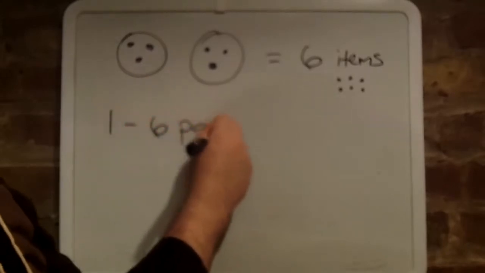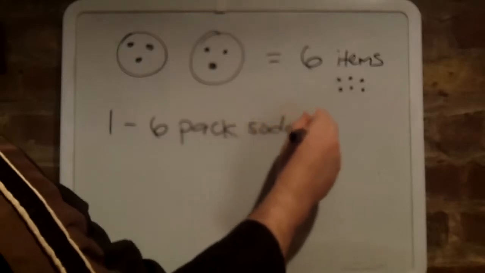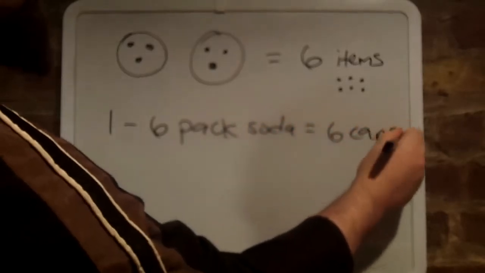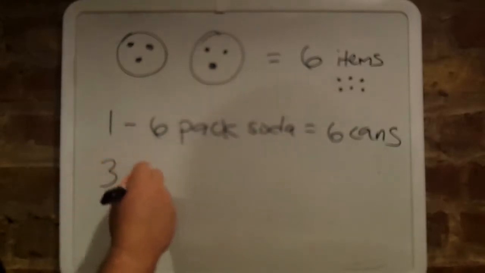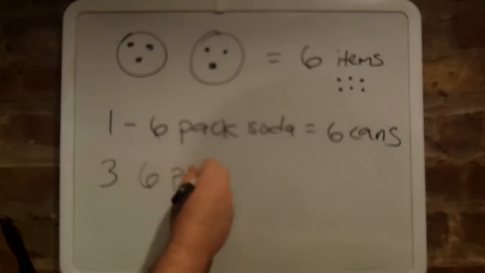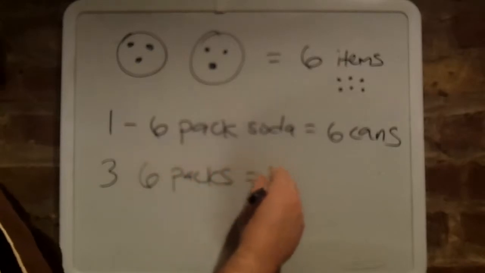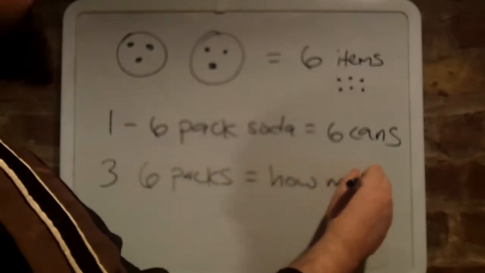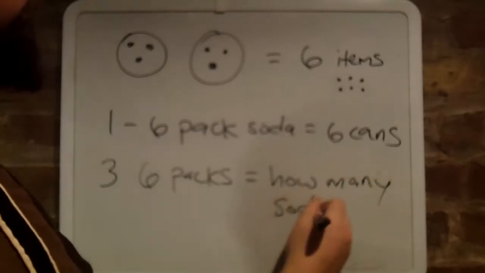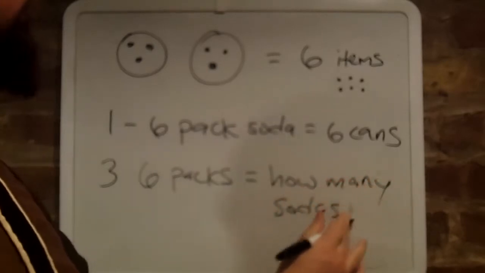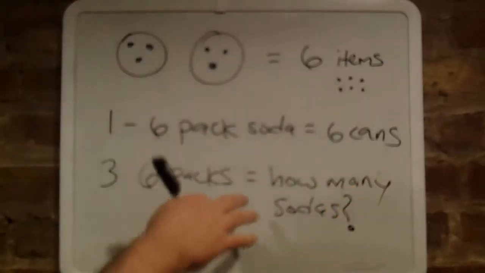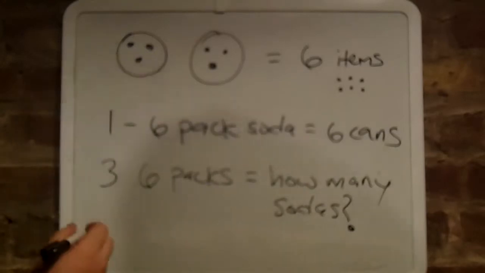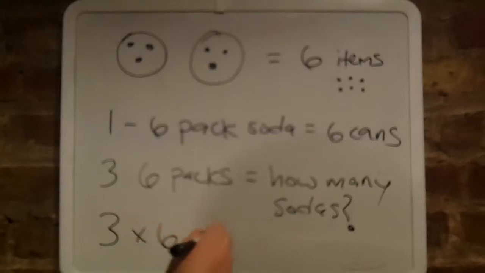Another example you could have of this would be a 6-pack of soda, and it's 6 cans, right? So if I have 3 6-packs, how many sodas is that? Oops, I was kind of sloppy with the question marks. So to write that out in numbers, we'd have 3 times 6, and that's 18.